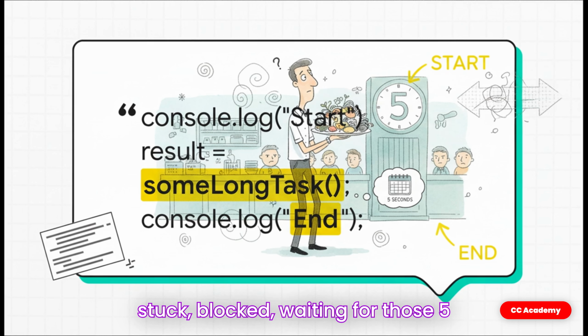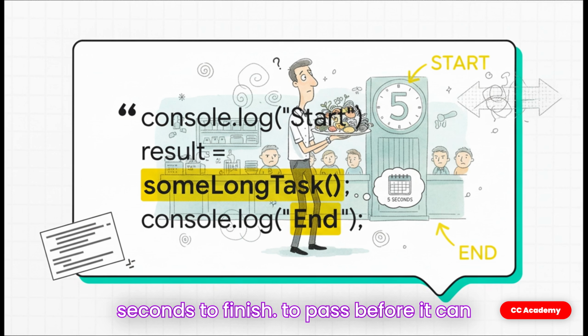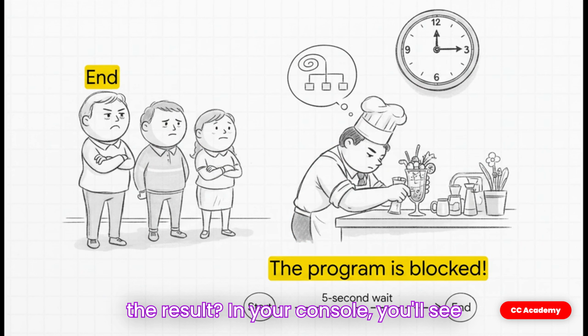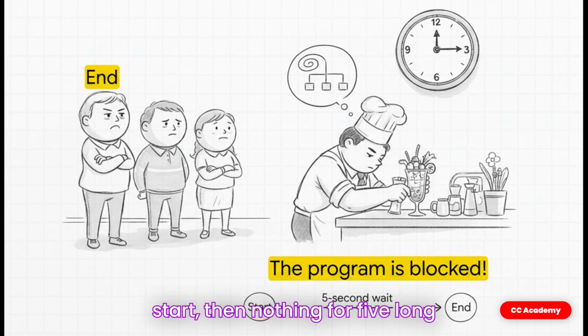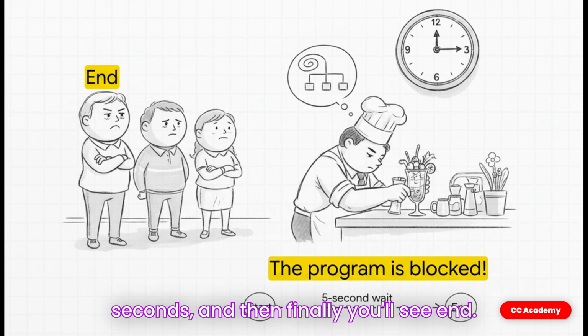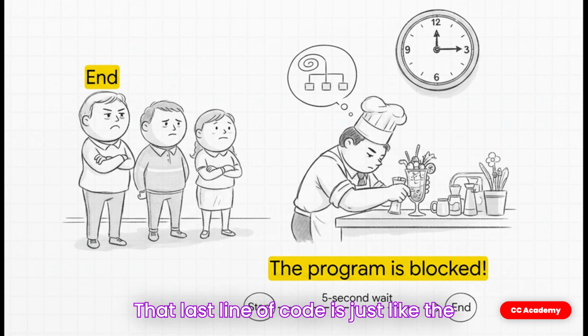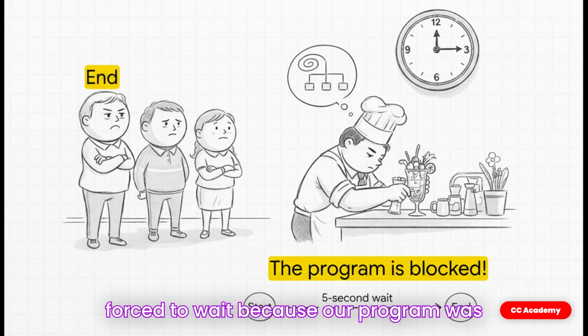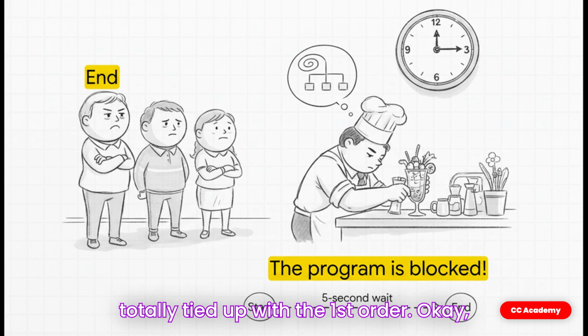It's completely stuck, blocked, waiting for those 5 seconds to pass before it can finally move on and log end. So what's the result? In your console, you'll see start, then nothing for 5 long seconds, and then finally you'll see end. That last line of code is just like the next customer in line at the restaurant, forced to wait because our program was totally tied up with the first order.